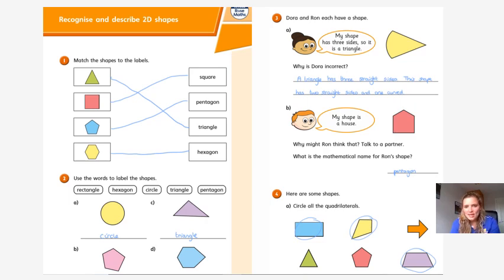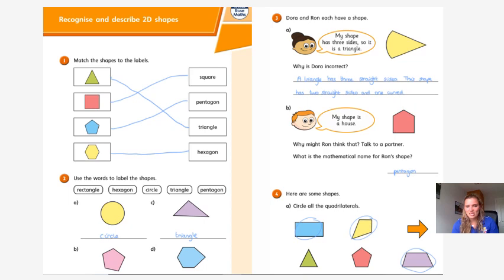Ron says, my shape is a house. Why might Ron think that? Yes, he is right, it does look like a house. However, this is not the name of the shape. The shape is a pentagon, but he is right, a house does look like that shape because it is a 5-sided shape.